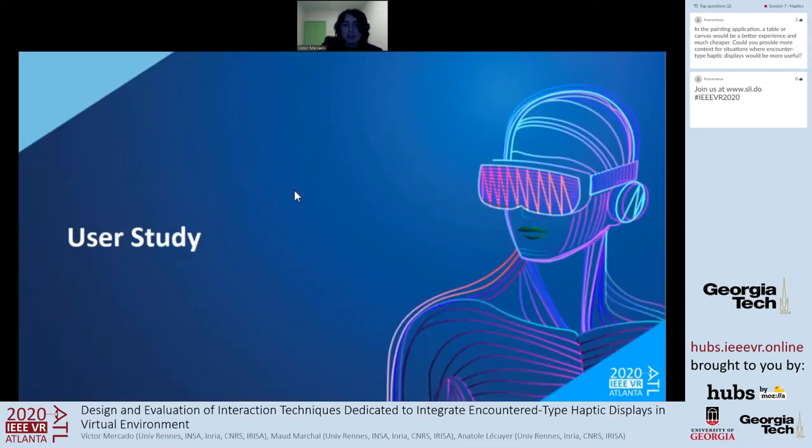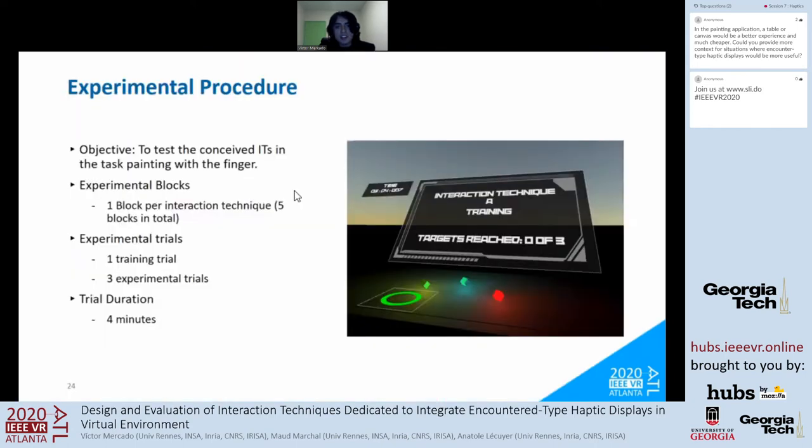In order to evaluate the performance of these techniques over the painting task, we compared all the interaction techniques over this task. We had 5 experimental blocks, 1 per interaction technique. Each block was divided into 4 experimental trials: 1 training trial where users needed to intercept these little cubes over here, and 3 experimental trials, which comprised the task of coloring the shapes. Each of the tasks had a duration of 4 minutes.